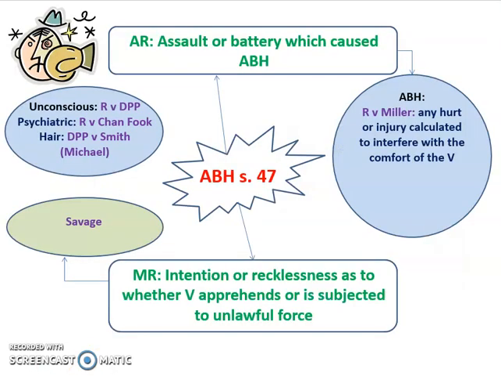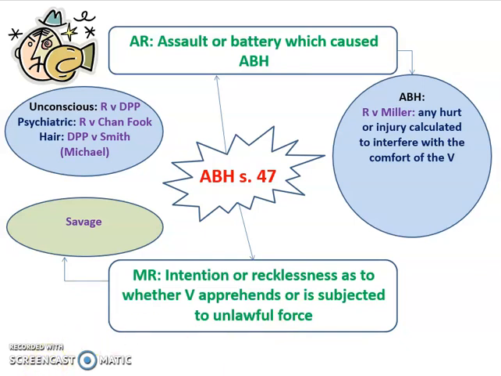So to summarise what we've just seen on ABH then, the actus reus of section 47 ABH is that you need an assault or a battery which caused ABH. The definition of ABH comes from Miller, and it's small injuries that interfere with the health or comfort of the victim, such as the things we've looked at in the cases, being knocked unconscious, psychiatric harm, cutting off a substantial amount of hair. And the mens rea from Savage is that you've got to intend or be reckless as to whether they apprehend or are subjected to the unlawful force.